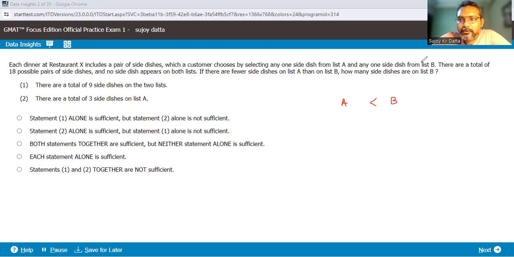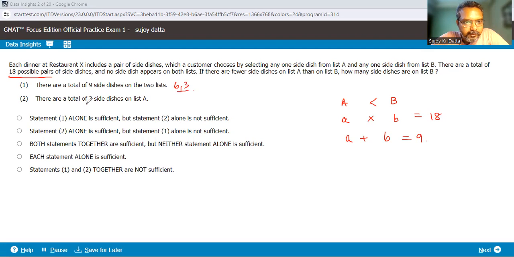Okay. So 18 possible pairs means if there are A numbers and B numbers, then one of them in A ways and one of these in B ways, A times B is 18. And there are a total of 9. So that means A plus B is 9. So A plus B is 9 and A into B is 18. So that's the only combination, 6 and 3.